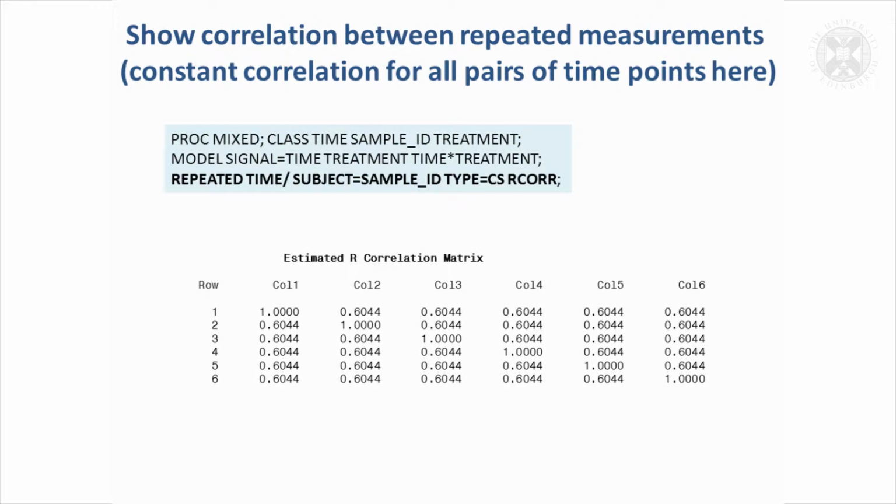I mentioned the difference with the mixed model is you're allowing for the correlations between the repeated measurements using this repeated statement, and by using this type CS, we were saying we want the correlations between the repeated measurements on the same samples to be constant, but we can add in this rcorr option, which gives us the value of those correlations, because so far we don't know what the correlation is. So this is a correlation matrix for the 6 time points, and it's saying there's a correlation of 0.6 between each of the observations on the same sample across time.